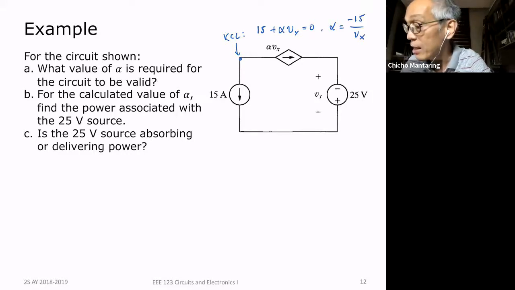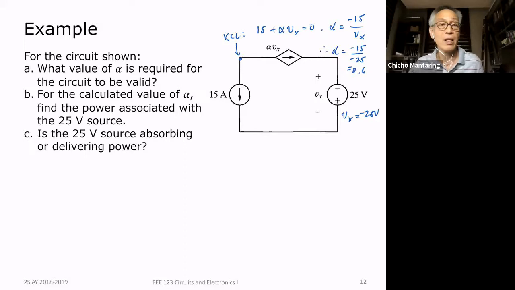But what is Vx? Vx is negative 25. No? If you take a look, the polarity of Vx is opposite the polarity of this voltage source. This voltage source is plus at the bottom, negative at the top. Vx naman is plus at the top, negative at the bottom. Therefore, Vx is equal to negative 25. Therefore, alpha is minus 15 over minus 25, which is equal to 0.6. Okay, so alpha is equal to 0.6.